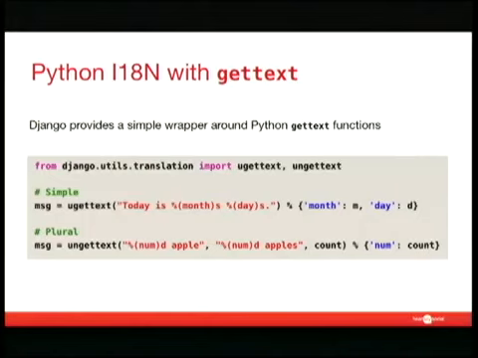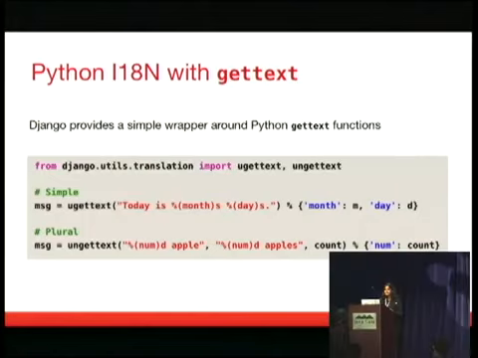Django provides a really simple wrapper around the gettext functions that Python provides. You simply import this from the utils translation package in Django. You should be importing the ugettext function because it helps support Unicode strings. And given that Python 3 is going to be all Unicode, that's probably what you should be using.